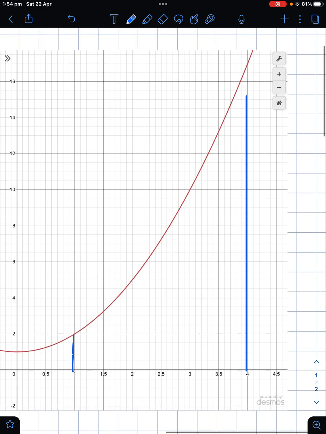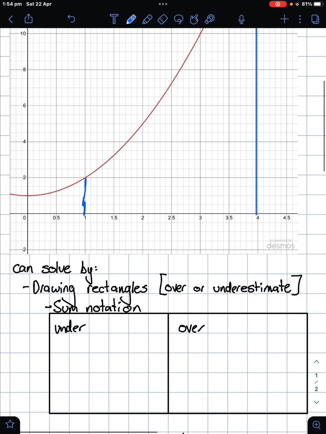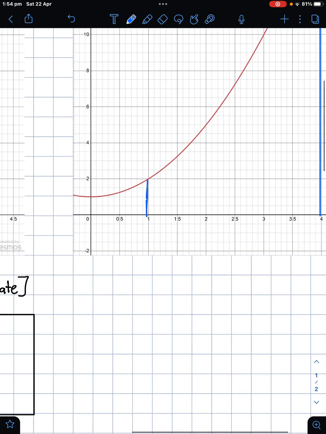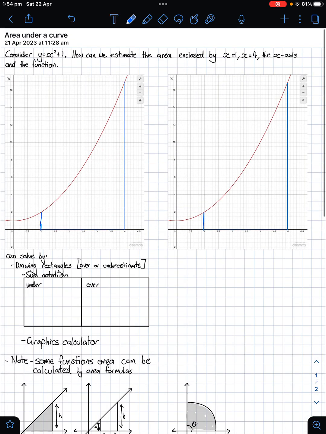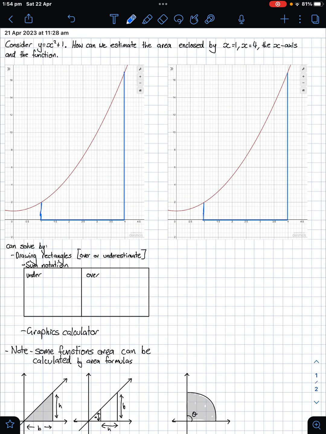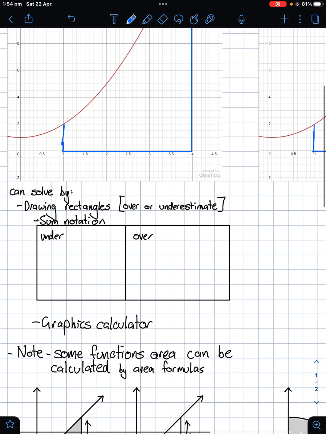Let's just quickly get that up. Okay, and then the x-axis. So we're looking at the x-axis being another boundary here. Okay, and the function. Now, looking at these areas, the easiest and simplest way for us to consider these is to fill these with the simplest shape we know, which is rectangles.